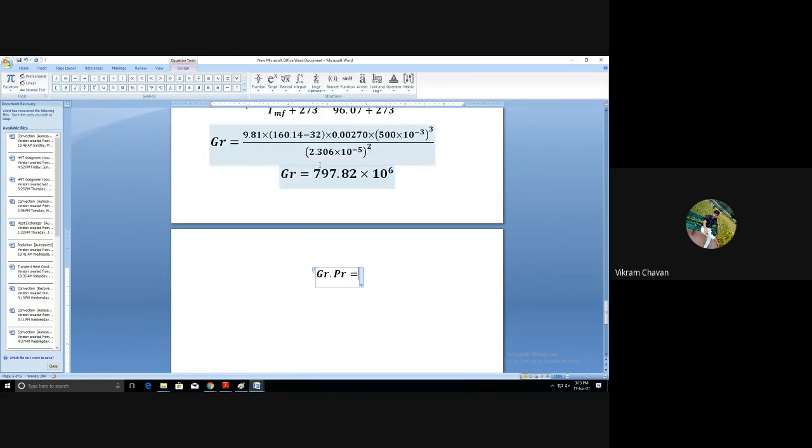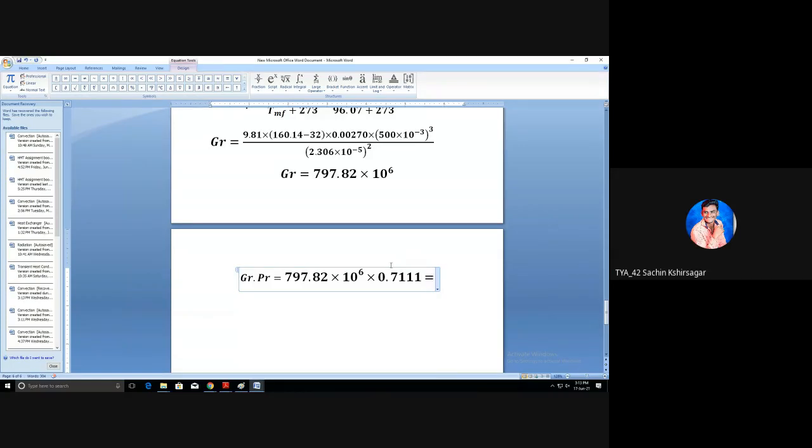Now here for Grashoff's number, I will take this Grashoff's number value directly, and the Prandtl number is 0.7111. Do the calculation and determine the product, Grashoff's number multiplied by Prandtl number. 567.25 into 10 raised to the power 6. Now 5.67 into 10 raised to 8.